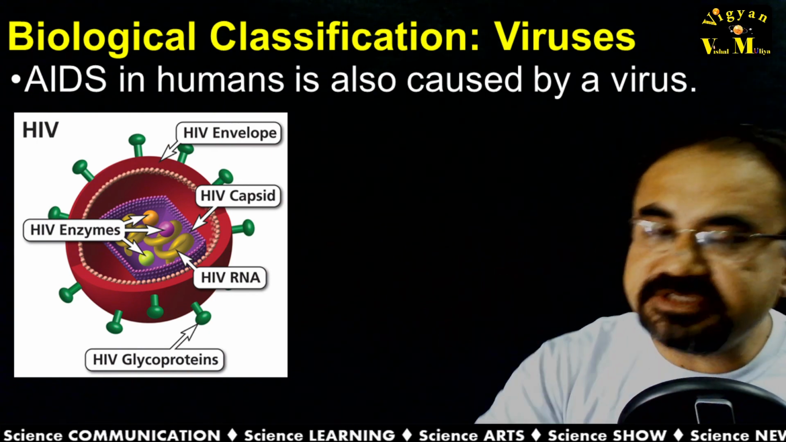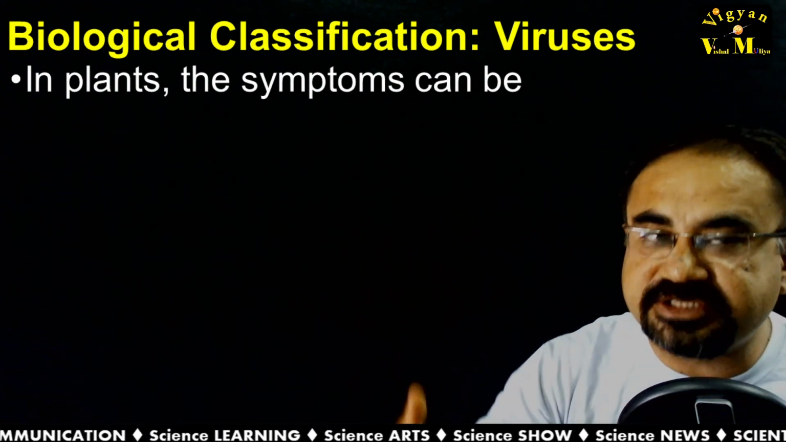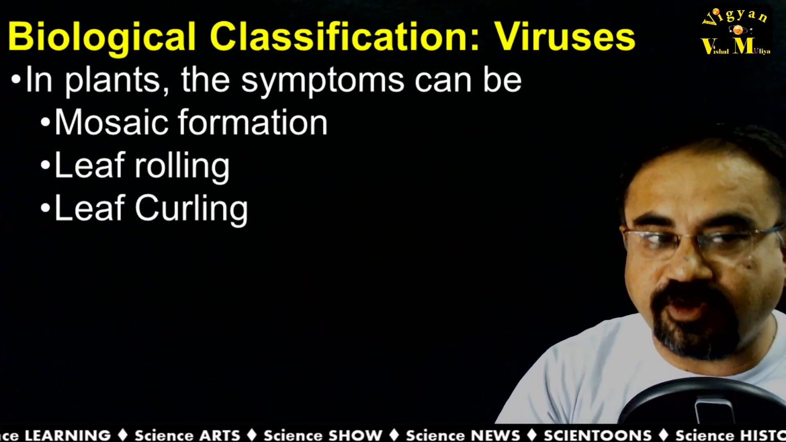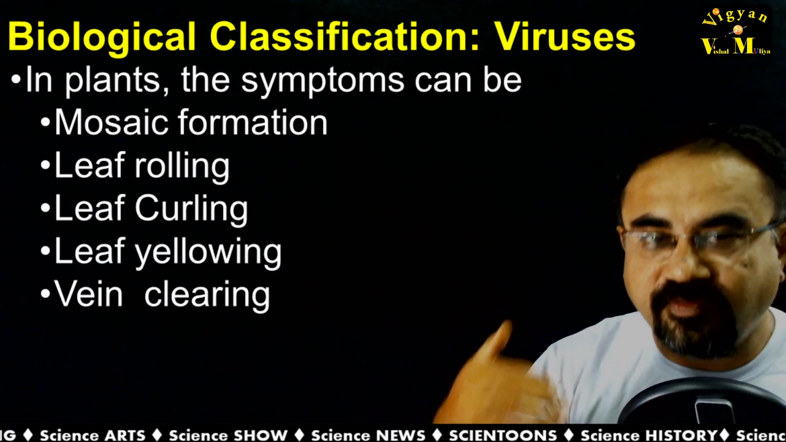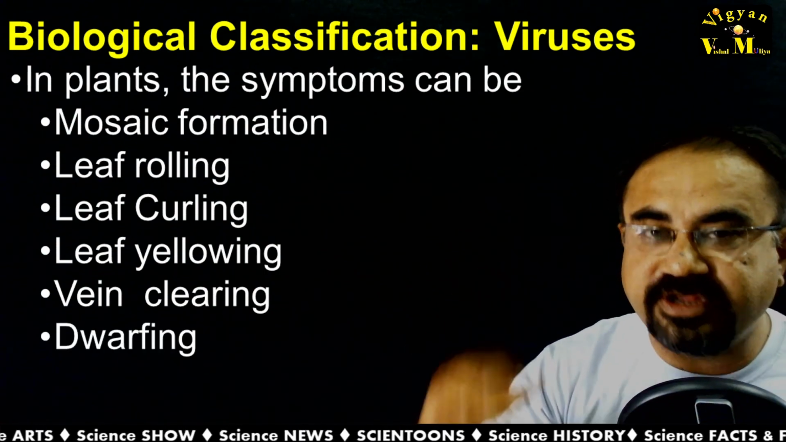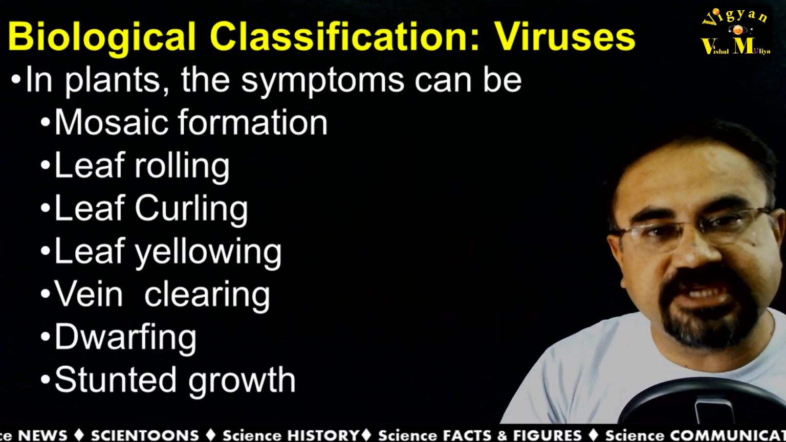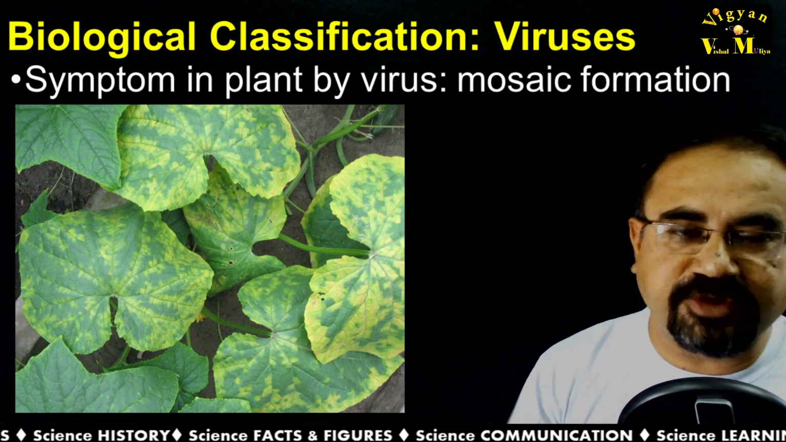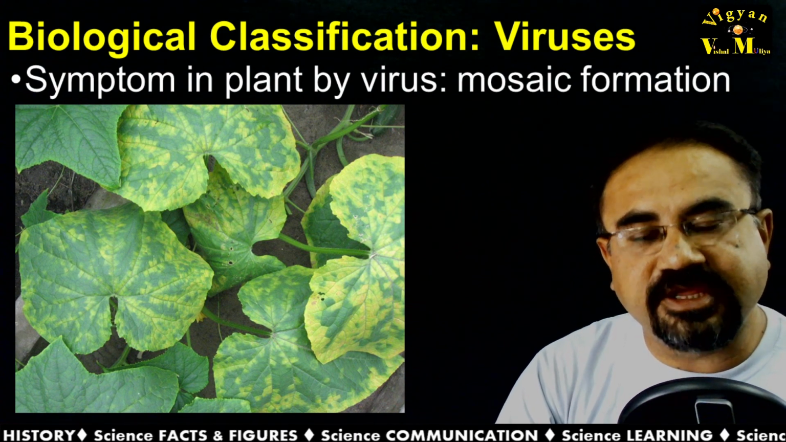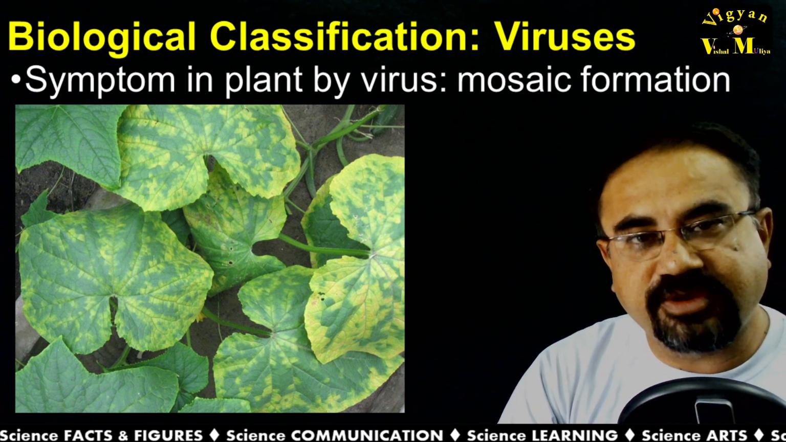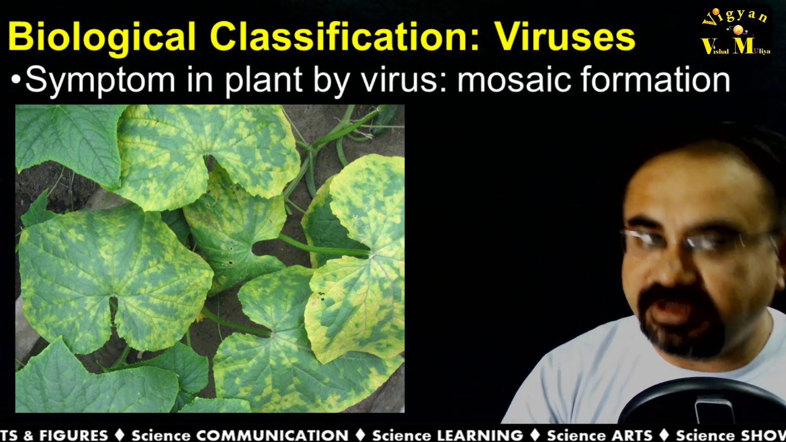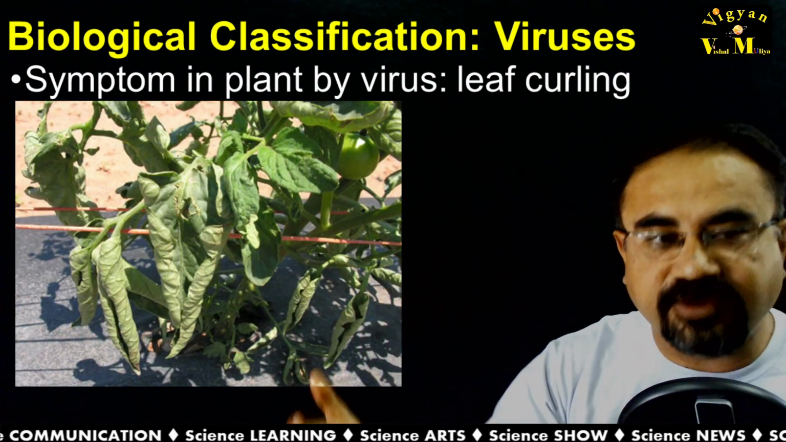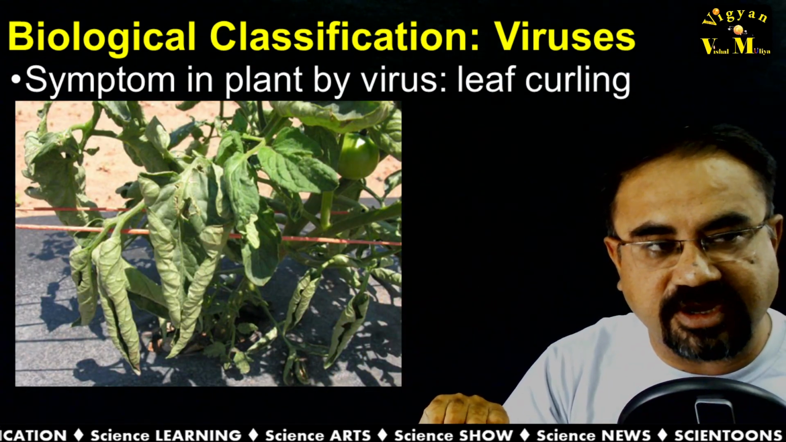And once a virus infects a plant, it causes many symptoms like mosaic formation, leaf curling, leaf rolling, leaf yellowing, vein clearing, dwarfing, stunted growth. Let us see each one with a photograph. This is the mosaic formation commonly occurring in tobacco, that is tobacco mosaic virus. Leaf rolling, where the leaf is rolled. Leaf curling, where the leaf has irregular curling.